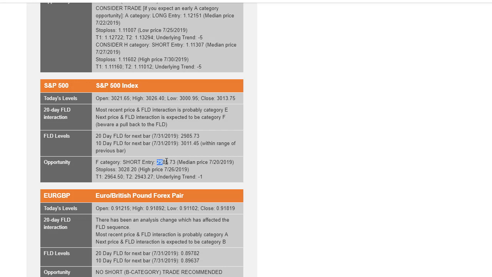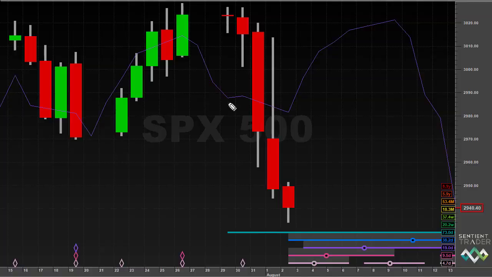And so here is the level of the FLD on the 31st, 29.85, and that is the median price on the 20th of July. There we have our stop loss level, and here is our T2 target, our cycle target at 29.43 point something or other. So 29.43 roughly is our cycle target for that interaction. Let's go back to our chart again. As you can see, on Wednesday, the 31st of July, price did drop down below that 20-day FLD, which was at that level, 29.85, and that was our F category interaction.